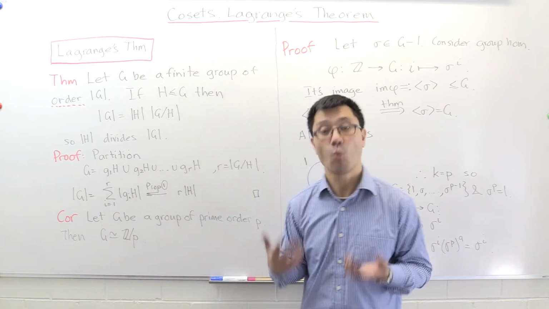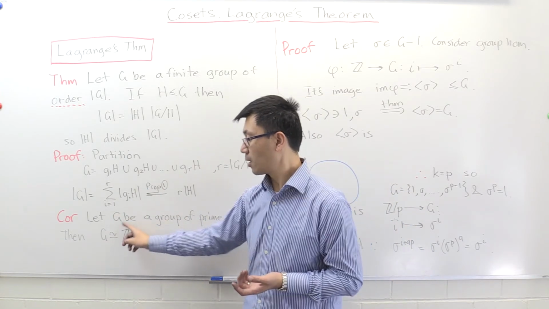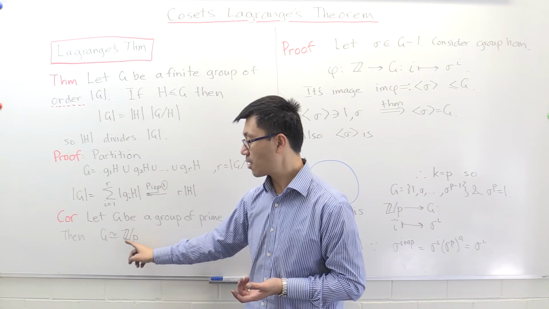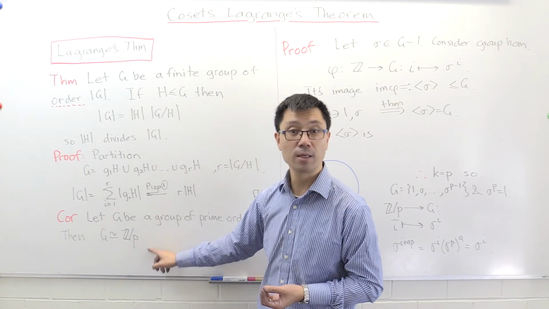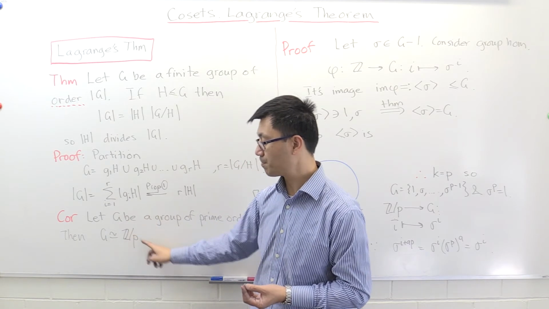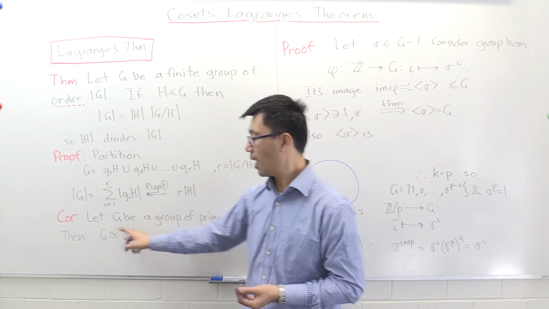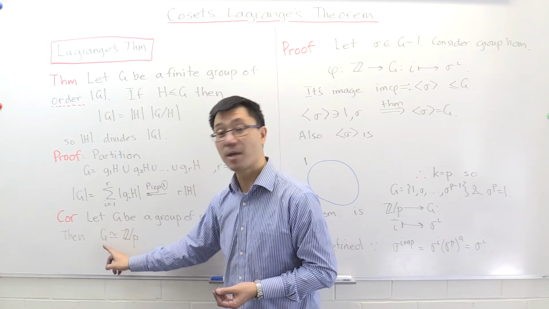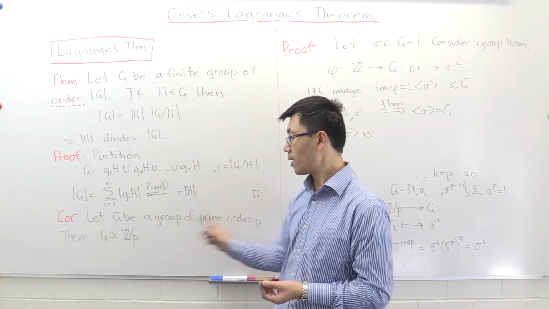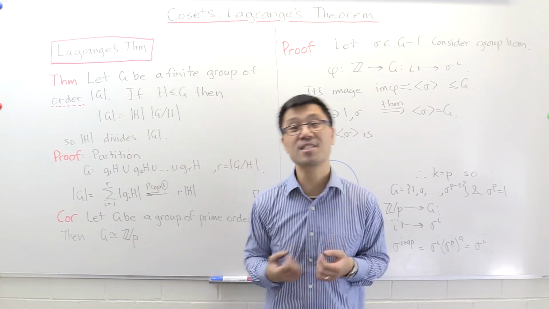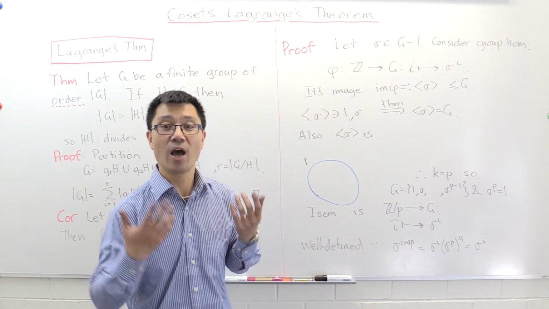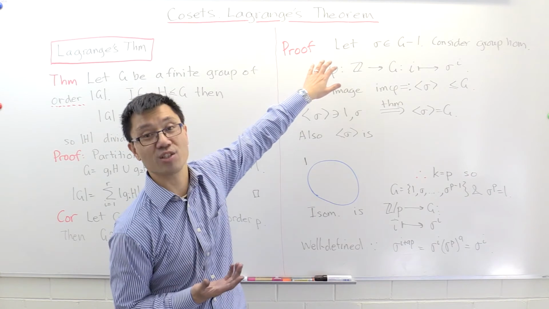Okay, so we already know one group that has p elements, and that's the group of integers modulo p, the cyclic group of order p, Z mod p. This is the symbol for isomorphism, and I claim that any group of prime order has to be isomorphic to Z mod p. Let's see how that works, and it's quite easy to prove this once you have Lagrange's theorem.